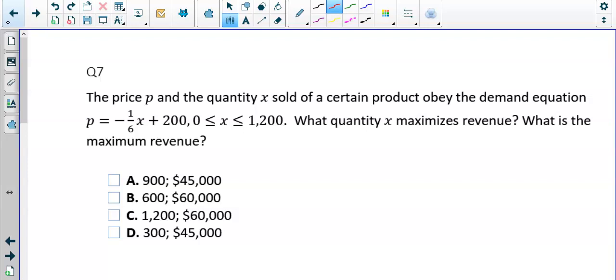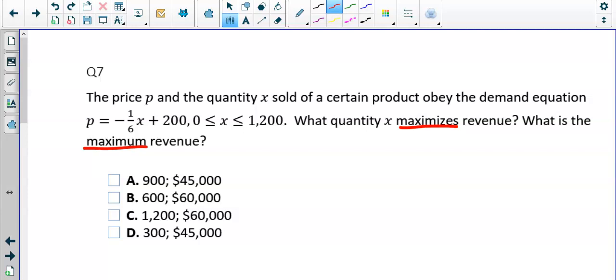The next two questions, question 7 and question 8, are all from 4.4. Do you see any words in here that are of note to us that might mean something? Maximize. Maximum. What do you think they want us to find? The vertex. That's what they want. So we want to find the vertex, and this will tell us what x is, and then this will be the y value of it.